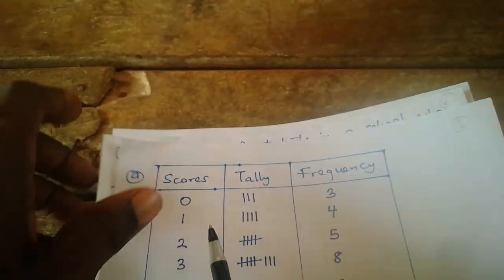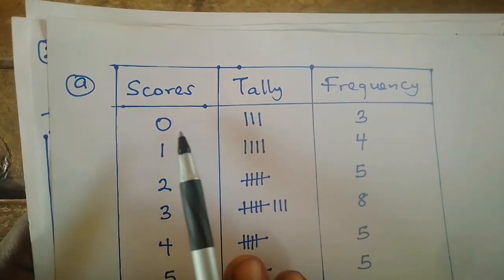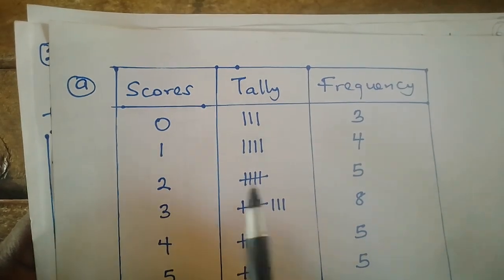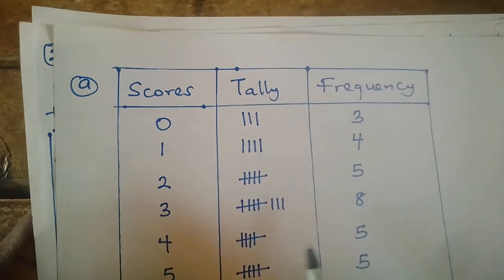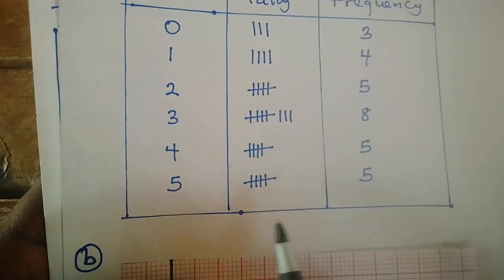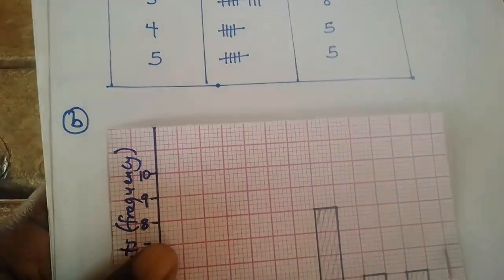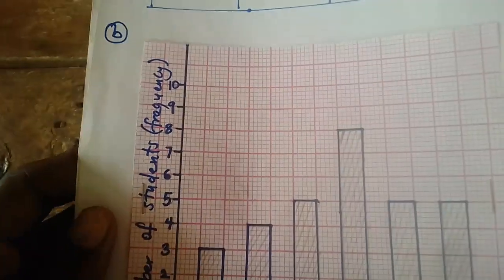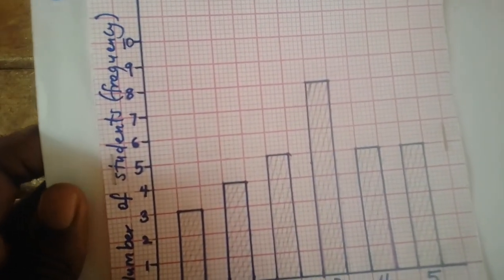On the table, you realize that 3 students scored 0, 4 students scored 1, 5 students scored 2, 8 students scored 3, 5 students scored 4, and 5 students scored 5. To represent this on a bar chart, it's better to use your graph. If you use your graph, you'll be able to get it properly.